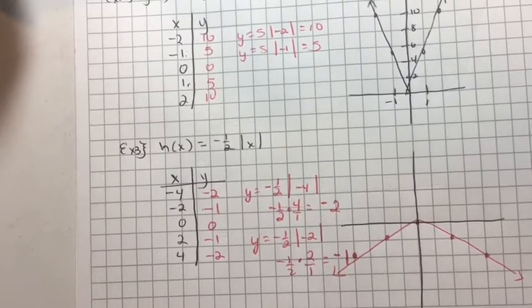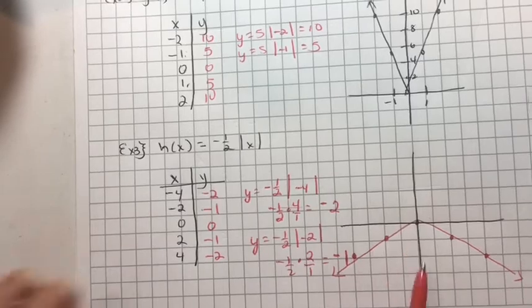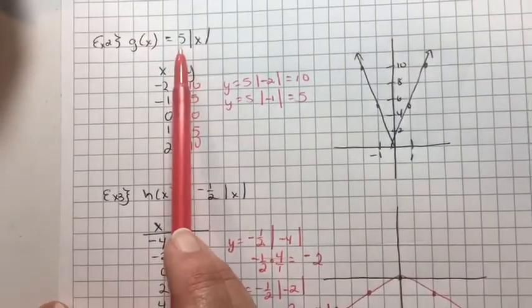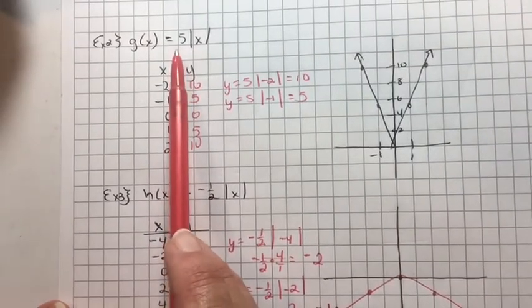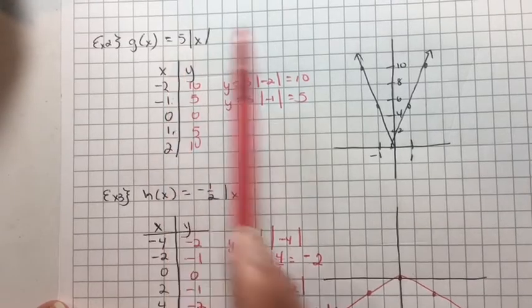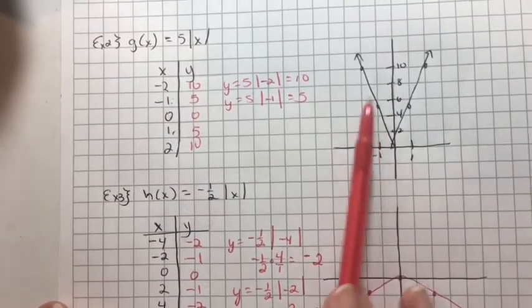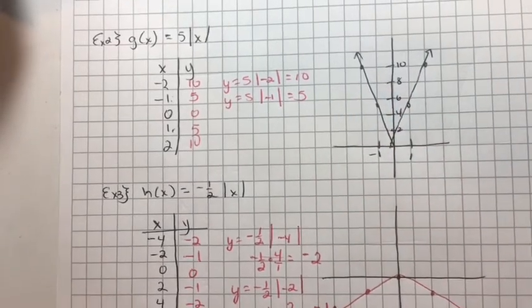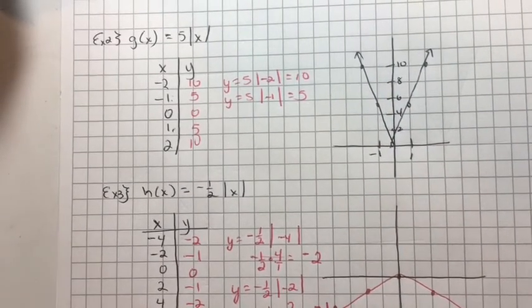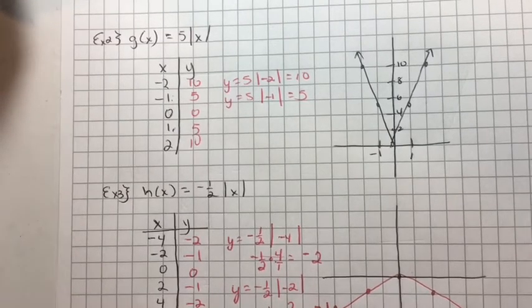When you had a number in front that was a fraction, it got wider. When your number in front was a large number, bigger than, say, 1, it got narrower. If you were to have counted by ones, you would absolutely see how different that looks. All right, that's pretty much it for this chapter, this section.